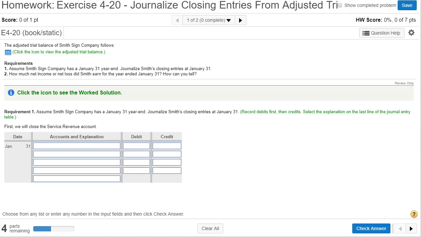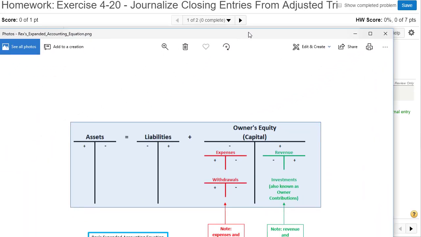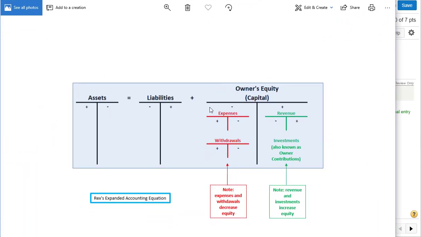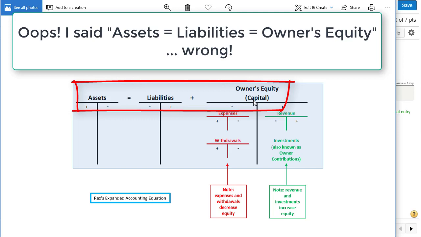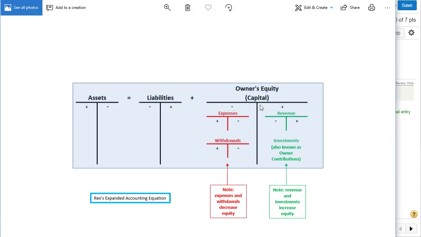Exercise 4-20, we're going to journalize the closing entries from the adjusted trial balance. So earlier in the quarter, we learned that the accounting equation is assets equals liabilities plus owner's equity, also known as capital. And we learned that there are four things that affect capital: revenue, expense, withdrawals, and investments, also known as owner contributions. And we kept track of three of these in separate accounts. Revenues are in a separate account, expenses have separate accounts, and there's a separate account for withdrawals. Investments and owner contributions went directly into capital.